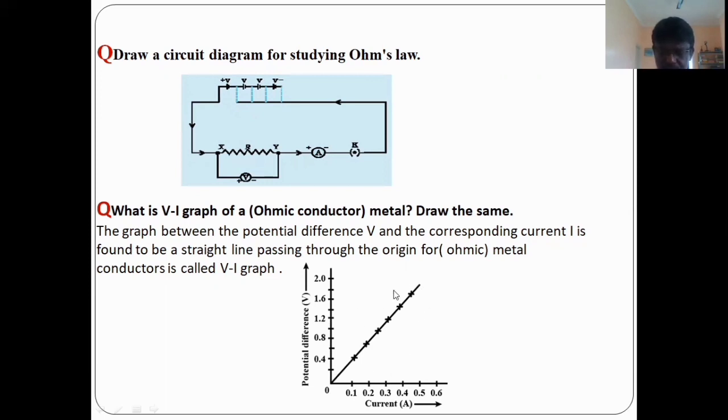V is proportional to I. V equals IR. The factor R is known as resistance, that we know. Therefore, here that factor R, resistance, is constant if the temperature of the conductor remains constant.